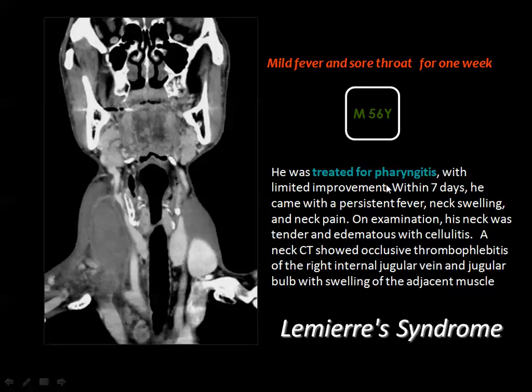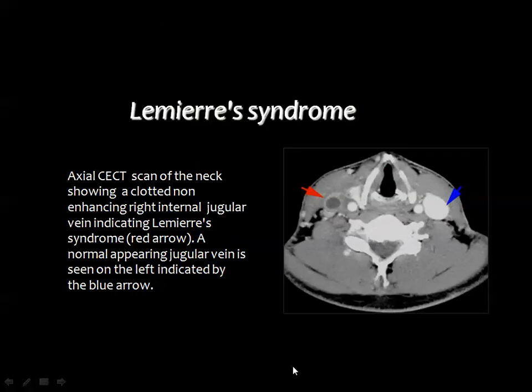He is treated for pharyngitis and is now presenting with neck swelling on the right side, and this hugely dilated internal jugular vein shows no evidence of contrast enhancement, denoting its thrombosis. And this is an example of septic thrombosis of the internal jugular vein.